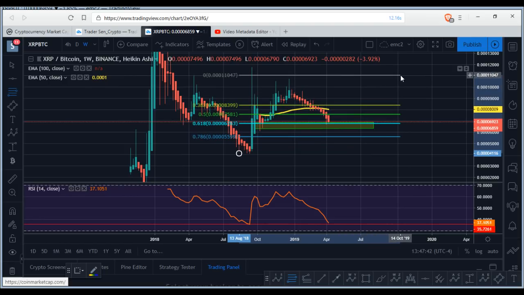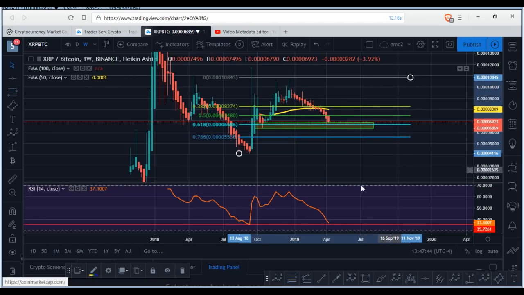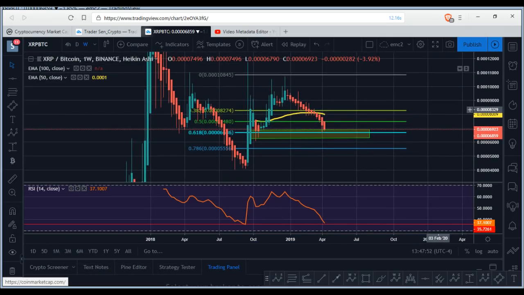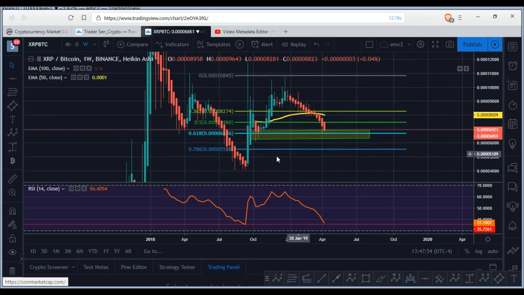XRP is going to do well, man. It's just a matter of time. It's kind of like when BTC was $1,000. Everybody was waiting for BTC to go to $20,000. It's the same feeling. We just have to be patient. You take a look at the fib retracement exactly at 0.618, right? So 0.618 is just about 6,600 sats.